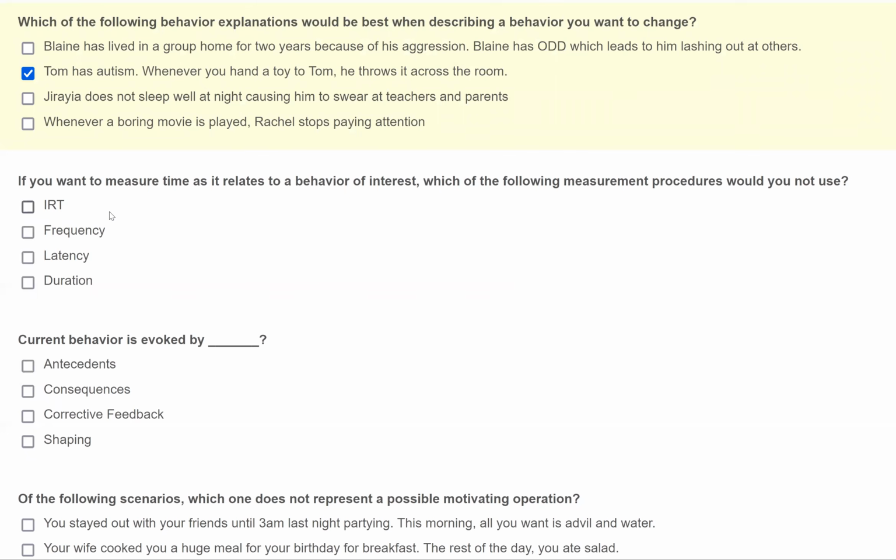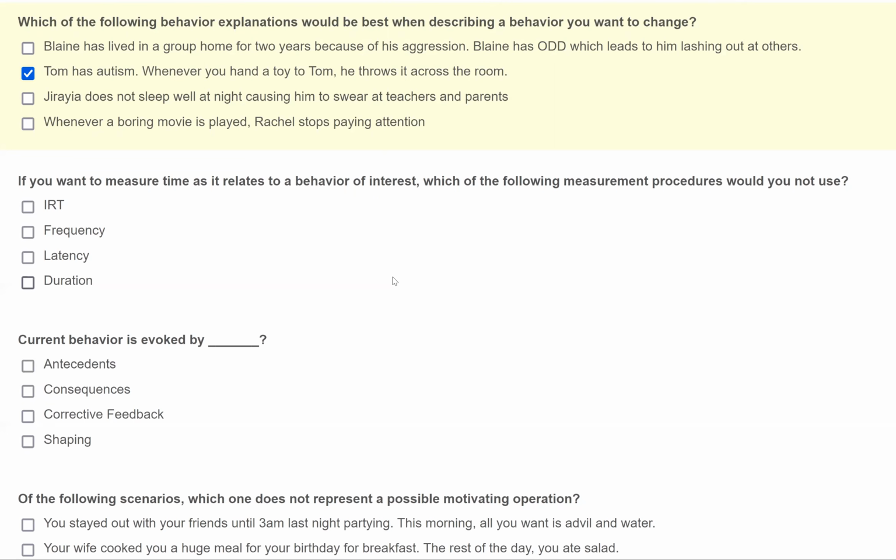Inter-response time. Obviously, this is going to use time. It's in the name. Inter-response time is time in between responses, not what we're looking for. Frequency. What does frequency measure? Well, frequency measures the amount something happens. It can be a count, but it doesn't necessarily relate it to time. If we wanted to include time and frequency, that would make it rate. But frequency alone isn't necessarily concerned with time.